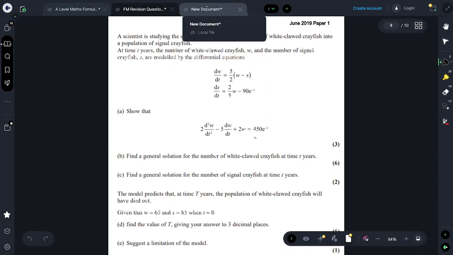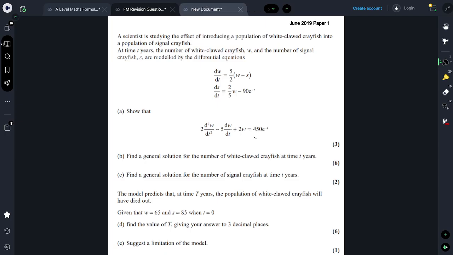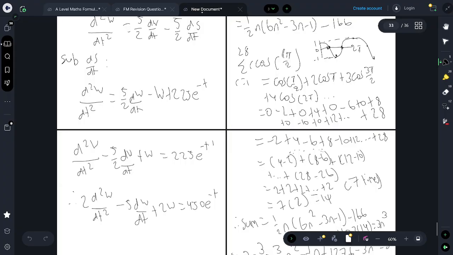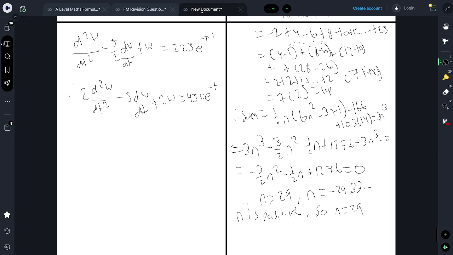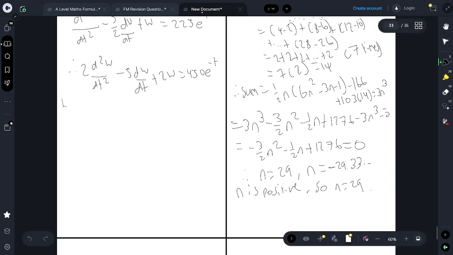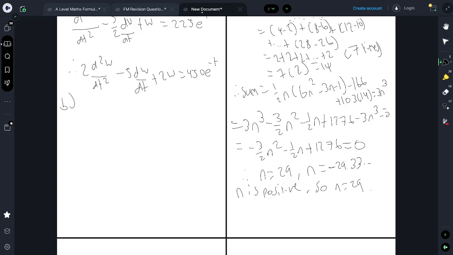So the tip with this show that question is that you're going to want to differentiate the variable that they're interested in. So w here, differentiate the equation with w. It should be quite clear because there's no way you can get a second derivative without differentiating. Now it says find the general solution for w, essentially. So really just solving this second order ODE.